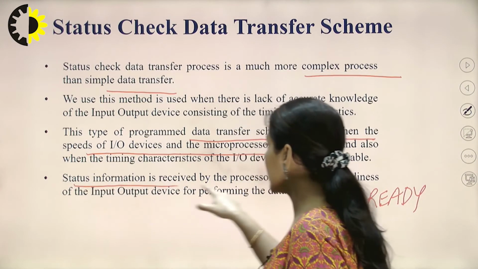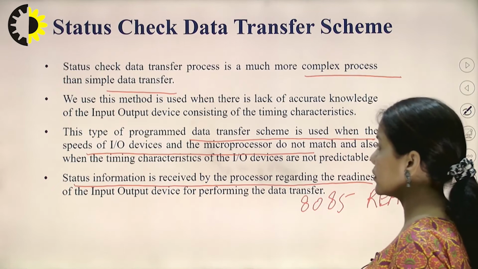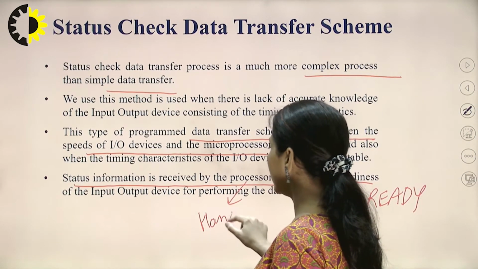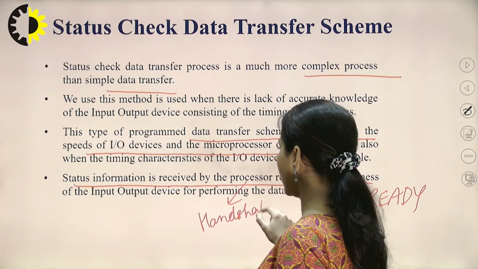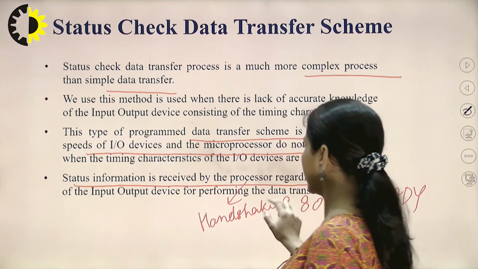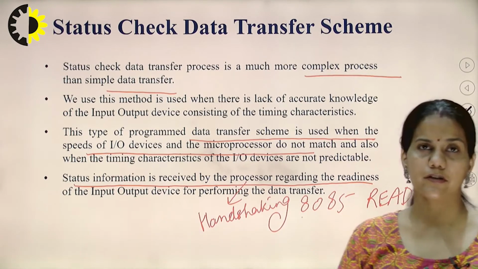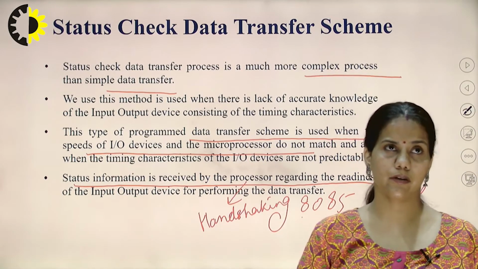Status information is received by the processor regarding the readiness of the input-output device. That is, I have already told you. And for this, we can use the handshaking signals. So for this, handshaking signals are used for the data transfer.